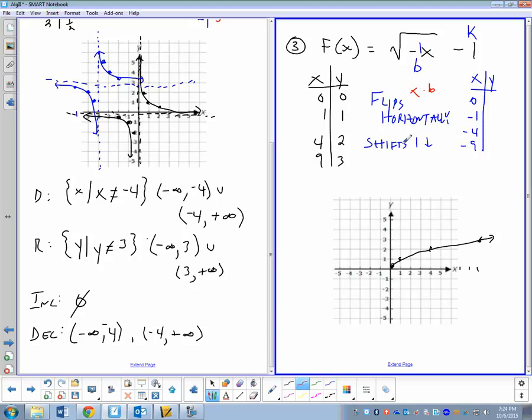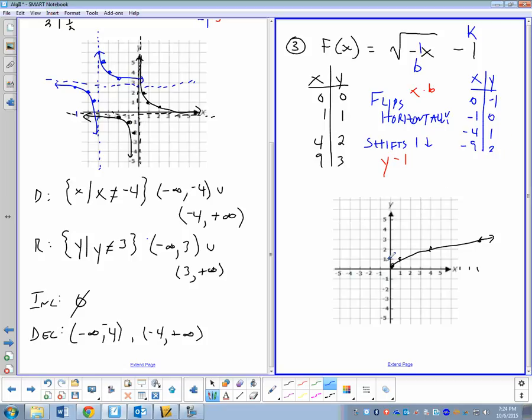Okay, with k, because k shifts my graph up and down, that changes my y values. If I'm going 1 down, is that making these y values 1 bigger or 1 smaller? Should be 1 smaller. So I'm going to take each of those y values and subtract 1. So 0 minus 1 is -1. 1 minus 1 is 0. 4 minus 1 is... excuse me, 3 minus 1 is 2. And 3 minus 1 is 2.